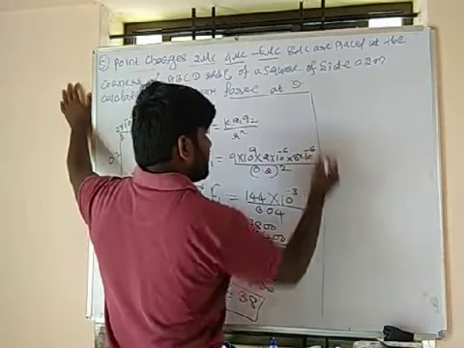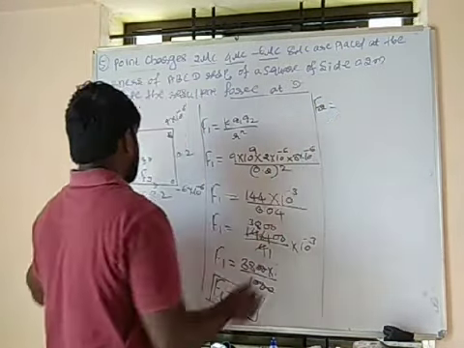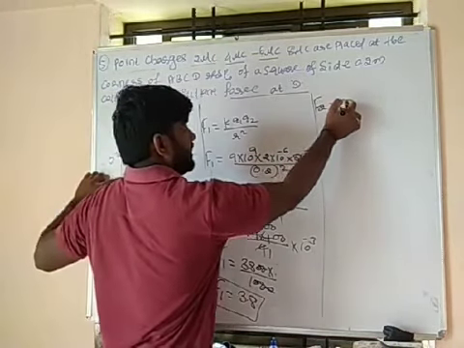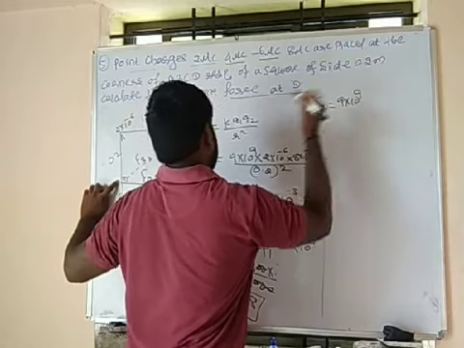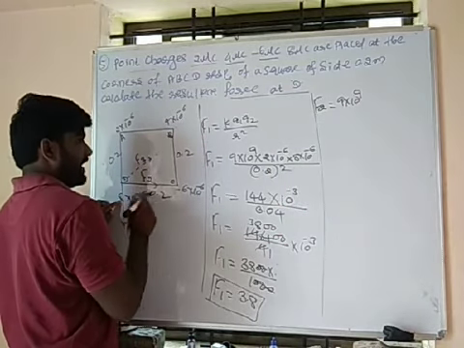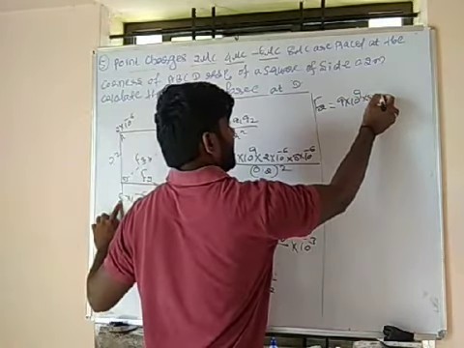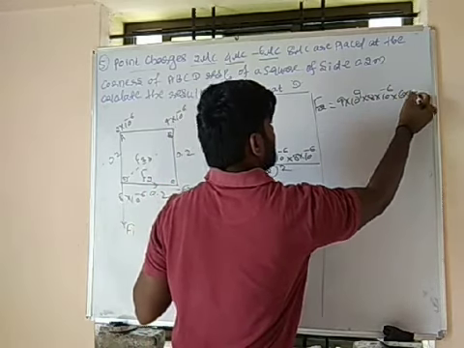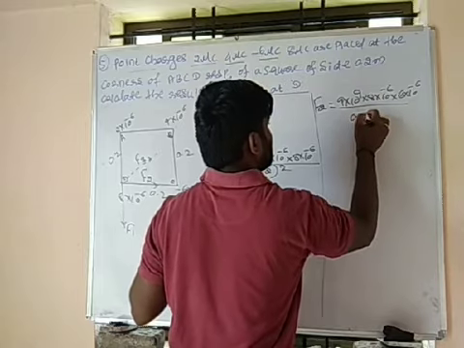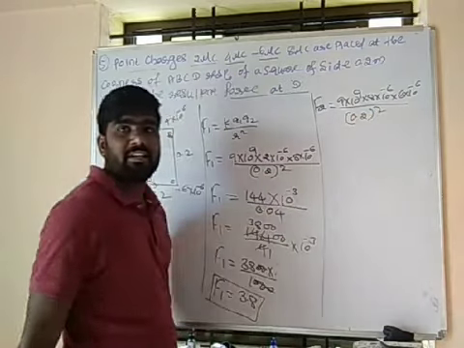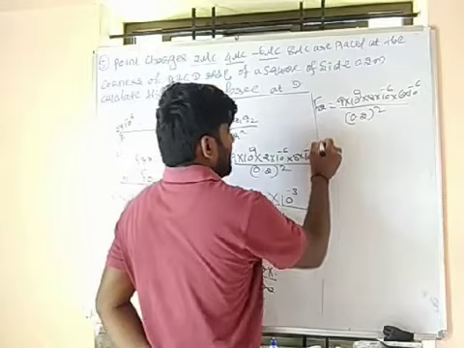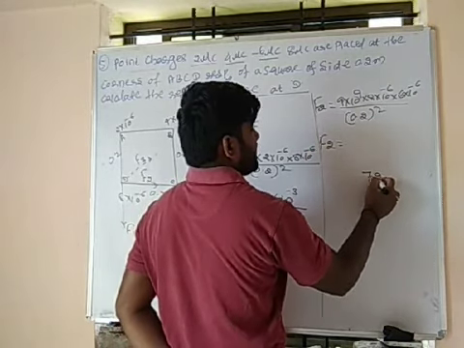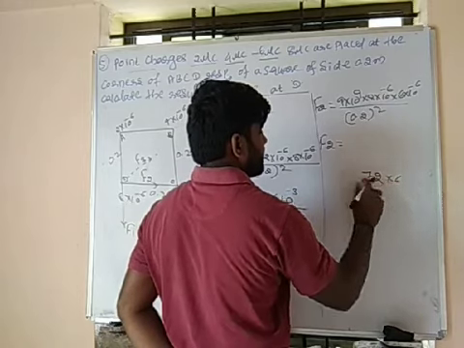Then F2 is equal to, F2 at this point. Okay. 9 into 10 to the power 9, again Q1, 8 into 10 to the power minus 6 into 6 into 10 to the power minus 6, whole divided by 0.2 its square. Then this F2 is equal to 9 into 8, it will be 72. 72 into 6.